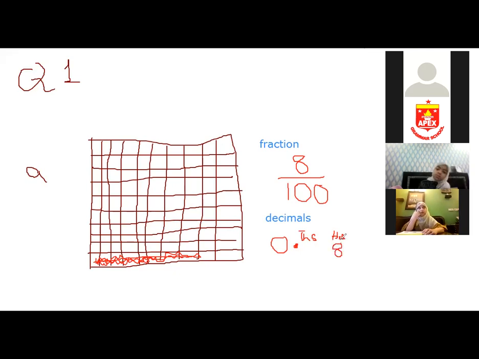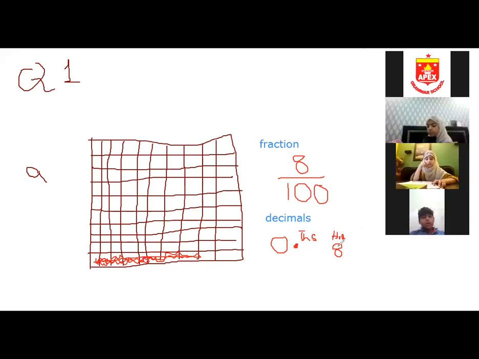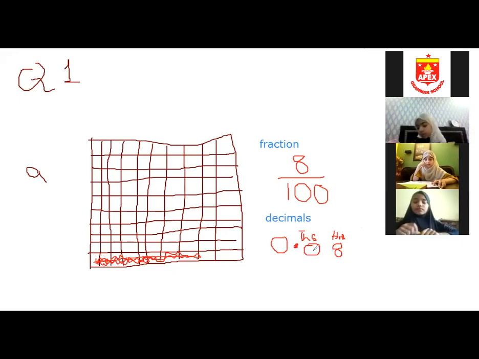If I have 10 under 8, then I write 8 in the tenths place. But I have 100 in a denominator, so I write it under the hundredths. And here we are going to write 0. So in a decimal, the answer is 0.08. Fine.